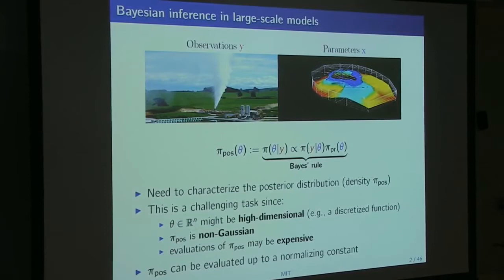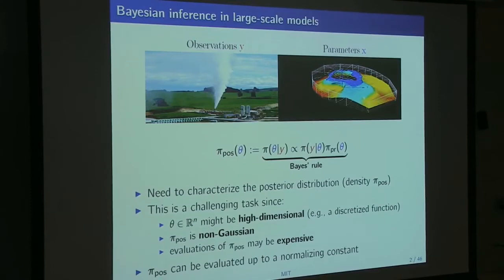The computational challenge, we could maybe divide into a couple of issues. The parameters might be high dimensional. For instance, they might represent a discretization of this function here. This is a function, say, of space. So then I could have an arbitrarily large number of parameters in this context.